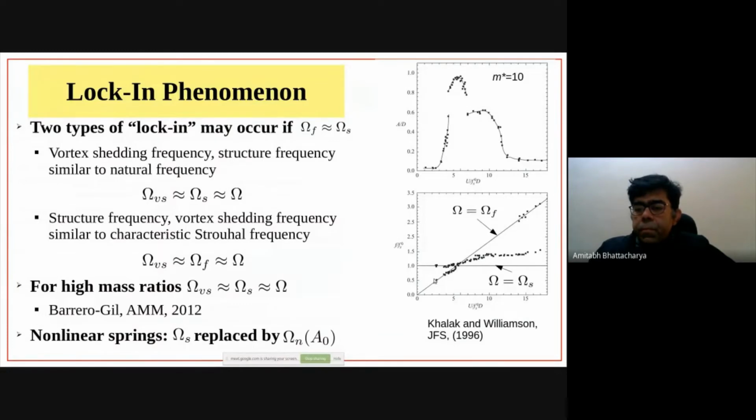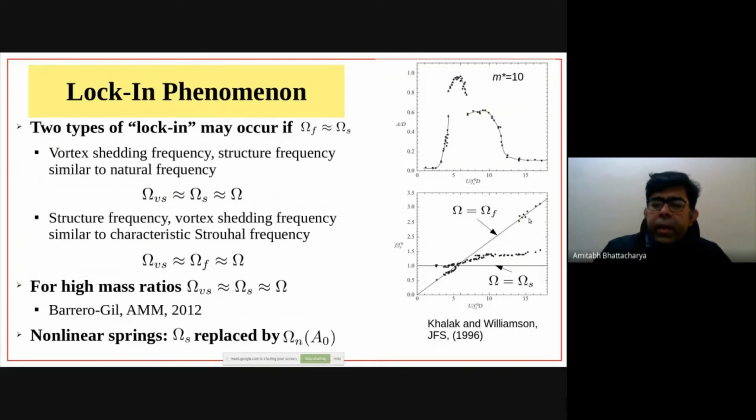vortex shedding frequency. So what happens here is very interesting: not only the oscillation frequency of the solid, but even the vortex shedding frequency starts to lock in with the natural frequency of the structure. That means the vortex shedding frequency is getting pulled away from its characteristic shedding frequency, and it is therefore basically locking in with the natural frequency of the structure.